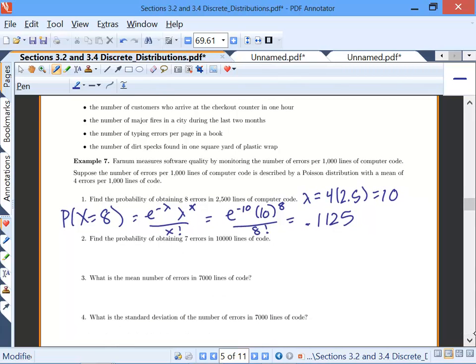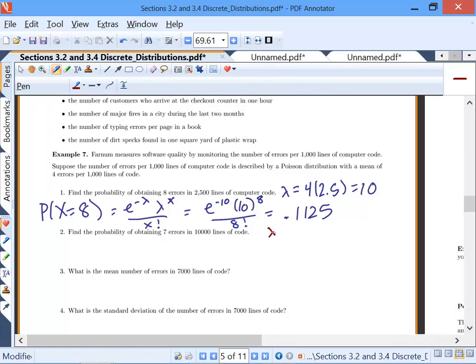And then we start changing things. For my next question, what's the probability of obtaining 7 errors in 10,000 lines of code? Notice my lambda is going to change. What would lambda be this time? 40. So the probability that x equals 7 is e to the negative 40 times 40 to the power of 7 all over 7 factorial, which you could put in your calculator. But let's skip on to number 3.